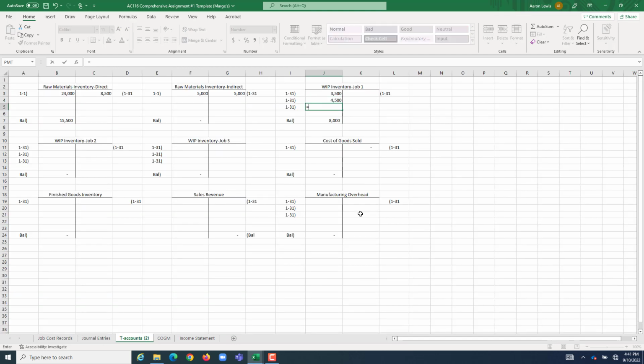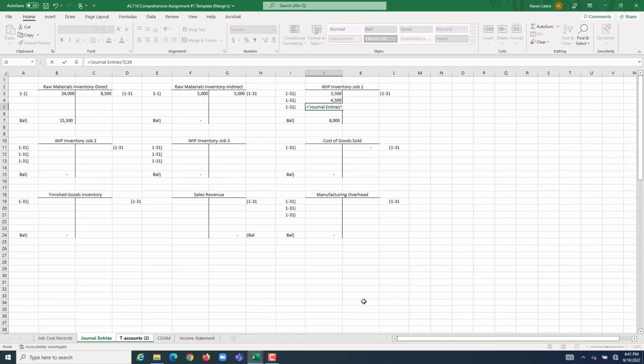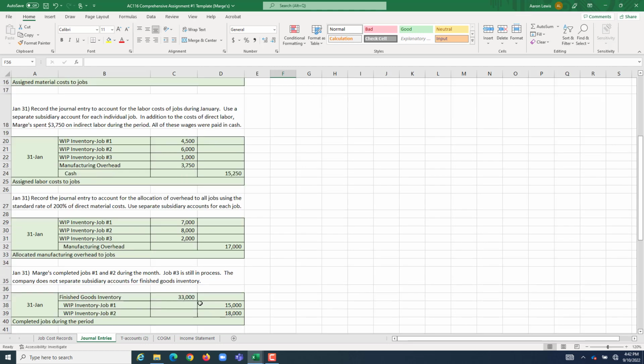And while we're at it, let's bring over that $7,000 debit we had to WIP inventory job 1 for the manufacturing overhead, which was allocated to that job. So we put all of those costs in. We had $15,000 of the total cost put in. Did we take costs out of WIP inventory job 1? We absolutely did. In this journal entry down here where we completed it, we took $15,000 worth of costs out of job 1 and put it into finished goods.